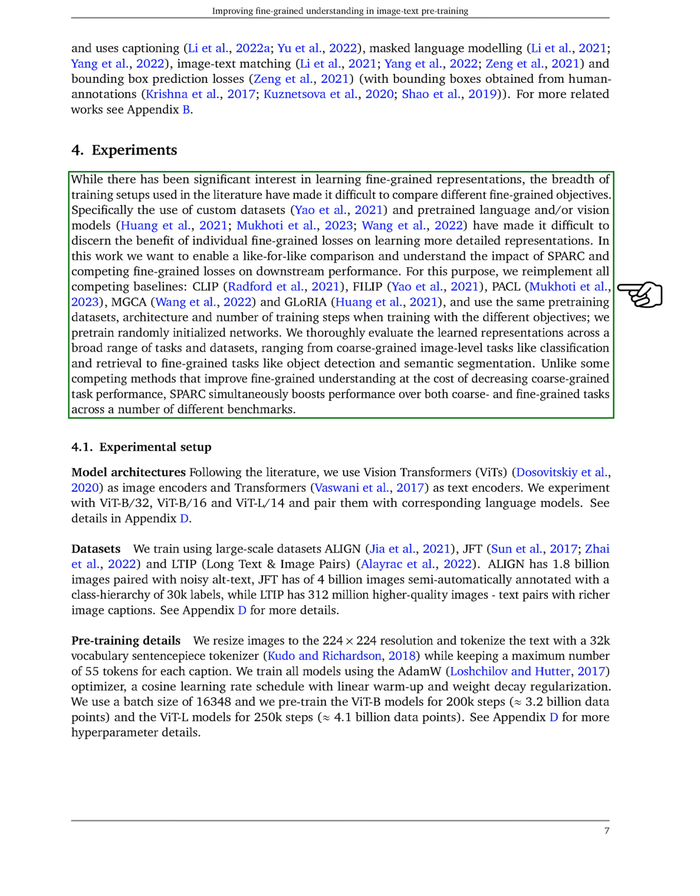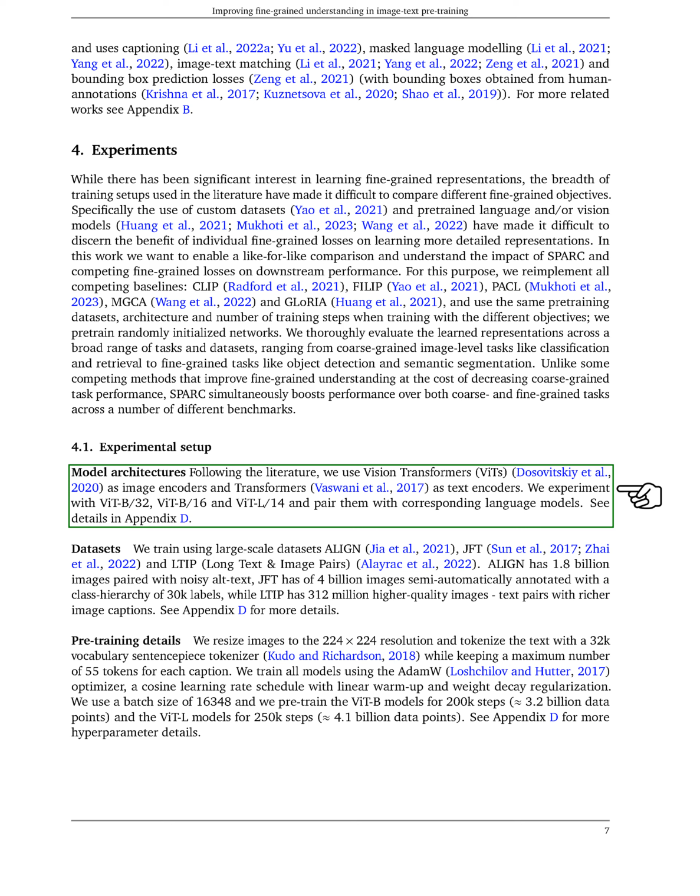Section: Experimental Setup. In our experiments, we used vision transformers, ViTs, to encode images and transformers to encode text, following the standard practice in the field. We tested different versions of ViTs, including ViT-B/32, ViT-B/16, and ViT-L/14, and paired them with corresponding language models.